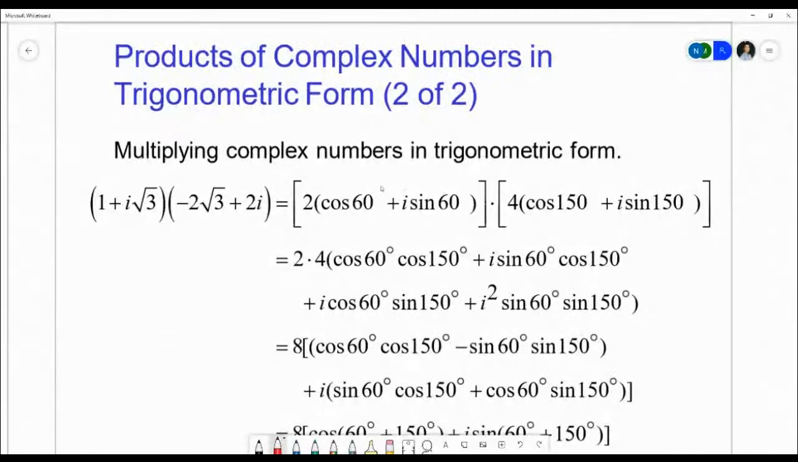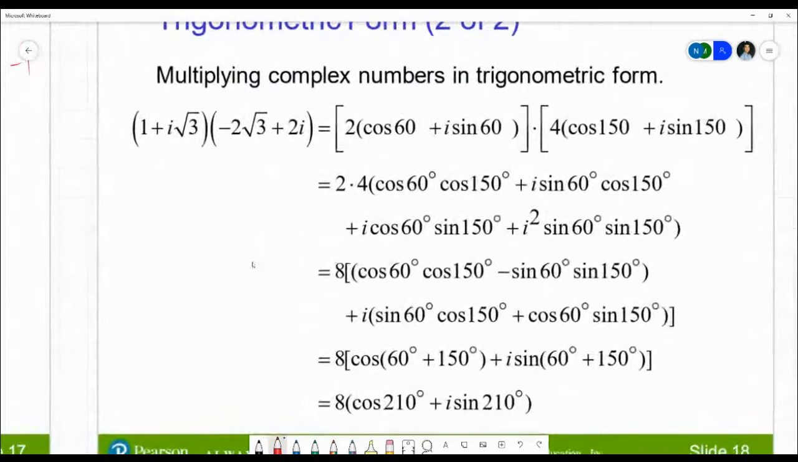Okay, so multiplying complex numbers in trig form. All right, let's see how we do that. We're going to get the same answer here, but this looks like a lot of work, right? So let's see how they do this. In order to multiply complex numbers in trig form, we convert it here to here.